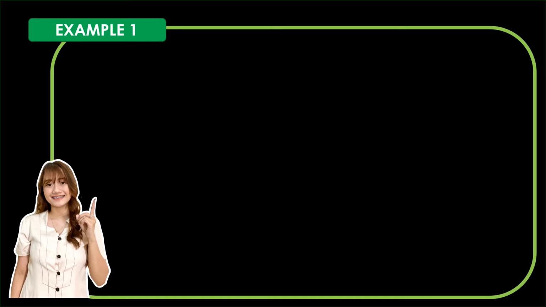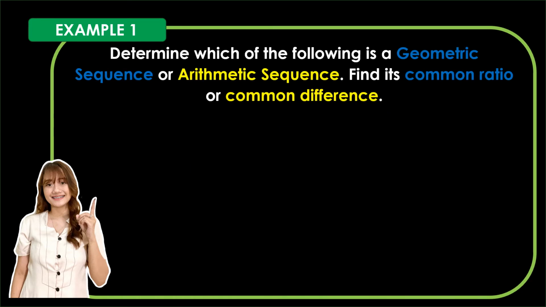To understand the difference between arithmetic sequence and geometric sequence, let us have some examples by determining which of the following sequences is arithmetic and which is geometric. Also, if it's geometric, find the common ratio, or if it's arithmetic, find its common difference. Let us have example number 1. We have 2, -8, 32, and -128.